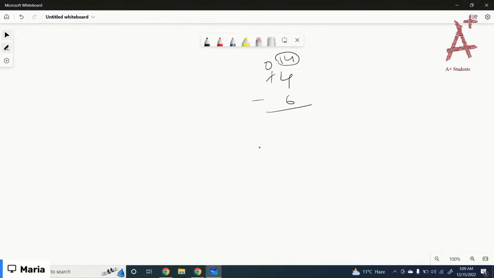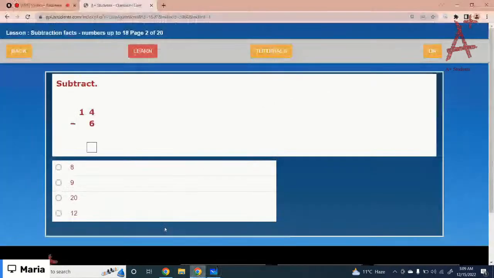Start counting from the next digit of 6 until 14. 6, 7, 8, 9, 10, 11, 12, 13, 14. Just count the lines. 1, 2, 3, 4, 5, 6, 7, 8. That means 14 take away 6 is 8. Got it, everyone? So 14 take away 6 is 8. Just select the correct option and click on the OK button.